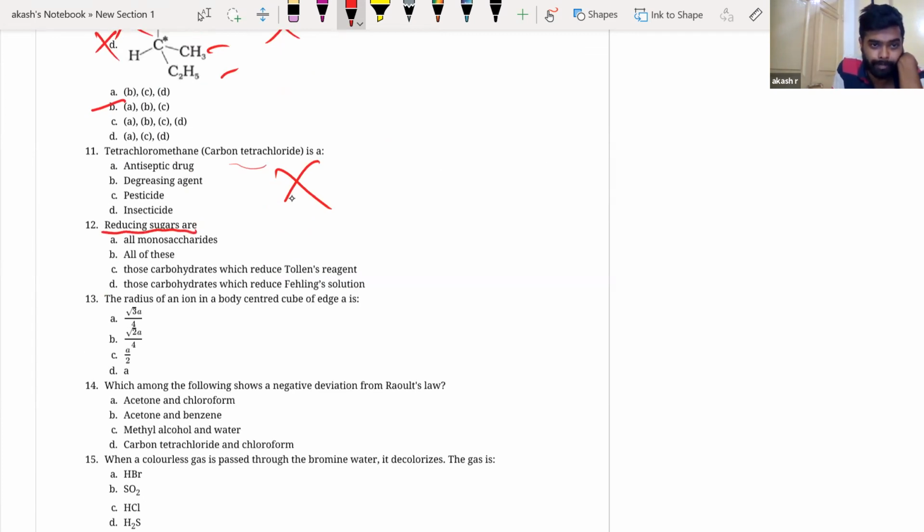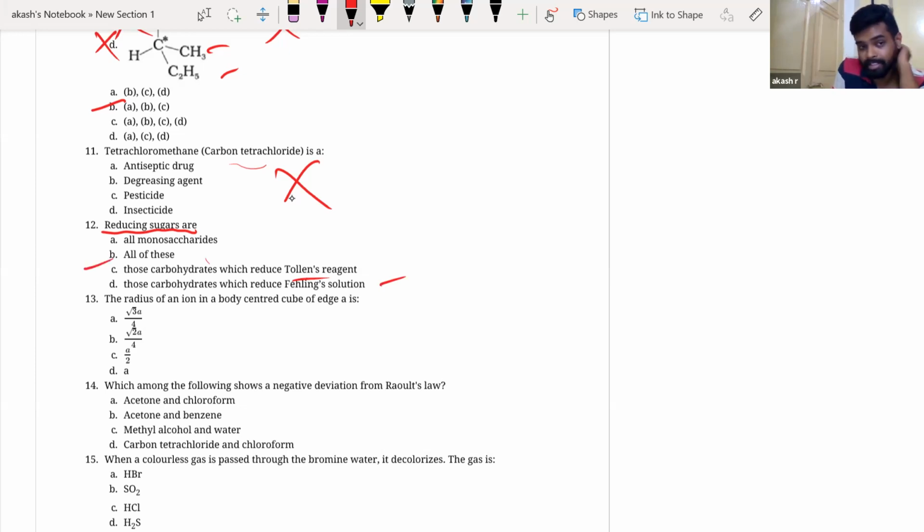Reducing sugars are, what are those? B, sir. All of these. Are all reducing sugars monosaccharides? Not necessarily. Sir, all monosaccharides are reducing sugars. Yes, sir, all monosaccharides are reducing. Okay. Fine. Now we consider it like that. All monosaccharides are reducing sugars. And these are Tollens reagent, Fehling solution. Yes, all of these is the answer to this question.